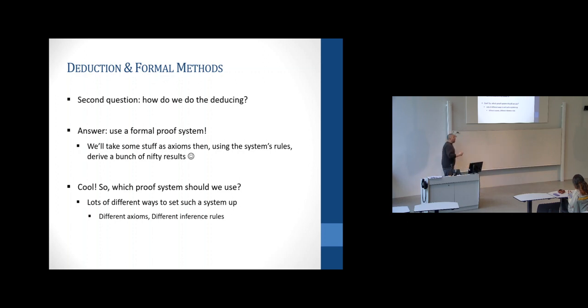The problem is that there are lots and lots of different ways to set a proof system up. You could have different axioms, different fundamental assumptions. More importantly, you could have different inference rules. And that's going to be a big problem. I'm going to talk about those for a little bit, and then we'll take a break. Sounds good?